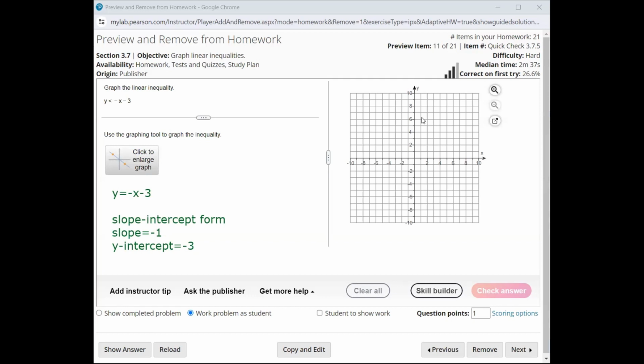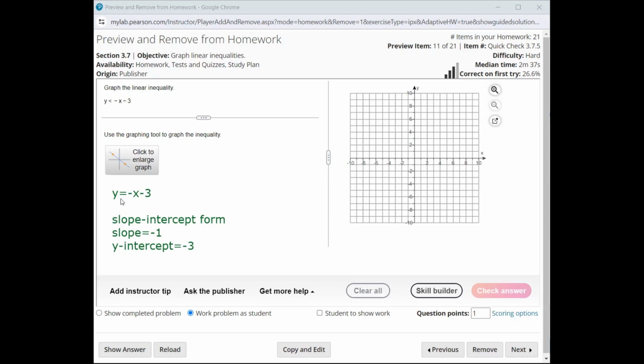Hello everyone. Now let's see how to graph linear inequalities in MyLab. We are given the inequality y is strictly less than negative x minus 3. As a first step, we should write the inequality as an equality, where y is equal to negative x minus 3.